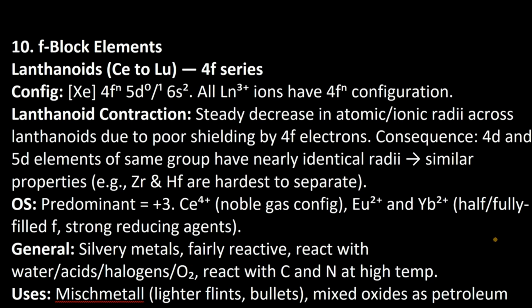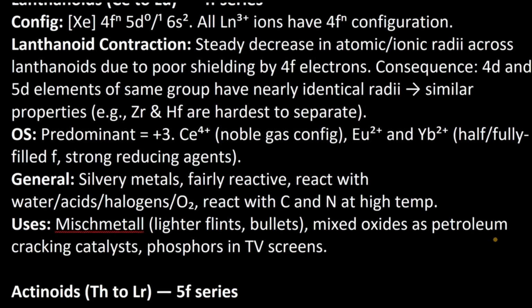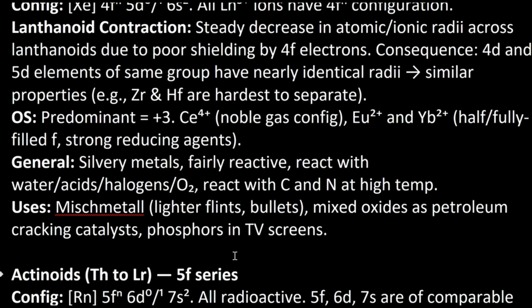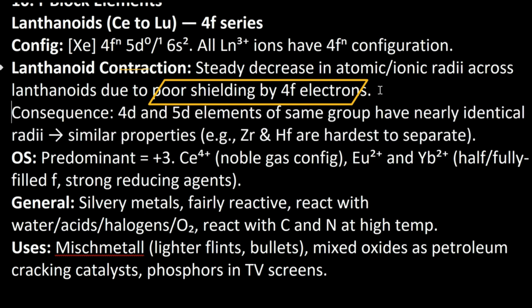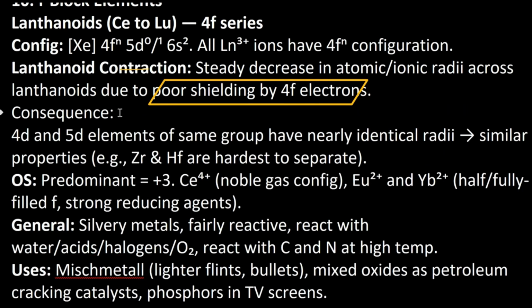Then f block elements. In f block elements, the main thing is lanthanide contraction. The steady decrease in atomic or ionic radius across the lanthanides is due to the poor shielding of f electrons. So that is the reason for lanthanide contraction. What is the consequence? The consequence is that 4d and 5d elements in the same group will have nearly identical radii, like zirconium and hafnium.